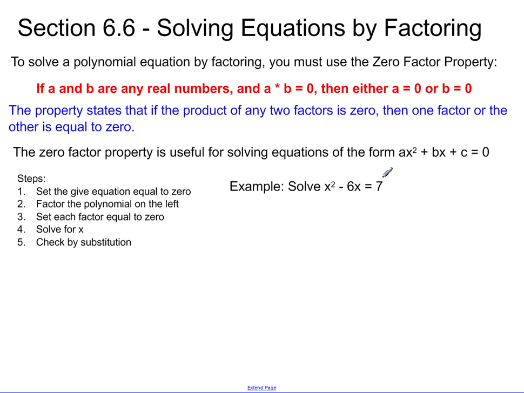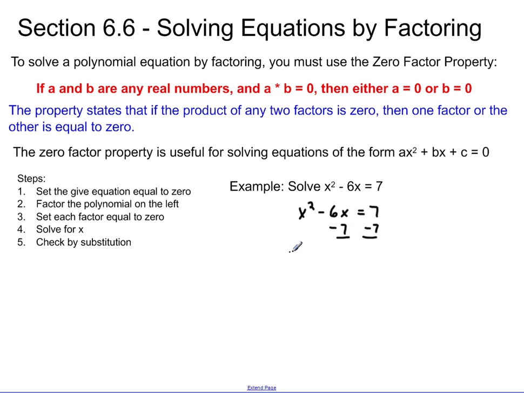So let's try this right here. We've got the equation x squared minus 6x equals 7. Let's set it up. If I have x squared minus 6x equal to 7, I cannot do any factorization yet to solve this equation until I've moved this constant over to the left. So we're going to subtract 7 from both sides in order to set the equation equal to 0.